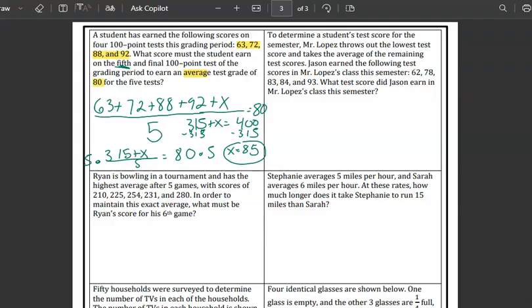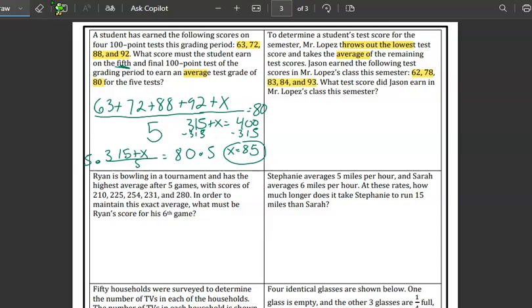To determine a student's test score for the semester, Mr. Lopez throws out the lowest test score and takes the average of the remaining test scores. Jason earned the following test scores in Mr. Lopez's class this semester: 62, 78, 83, 84, and 93. What test score did Jason earn in Mr. Lopez's class this semester?